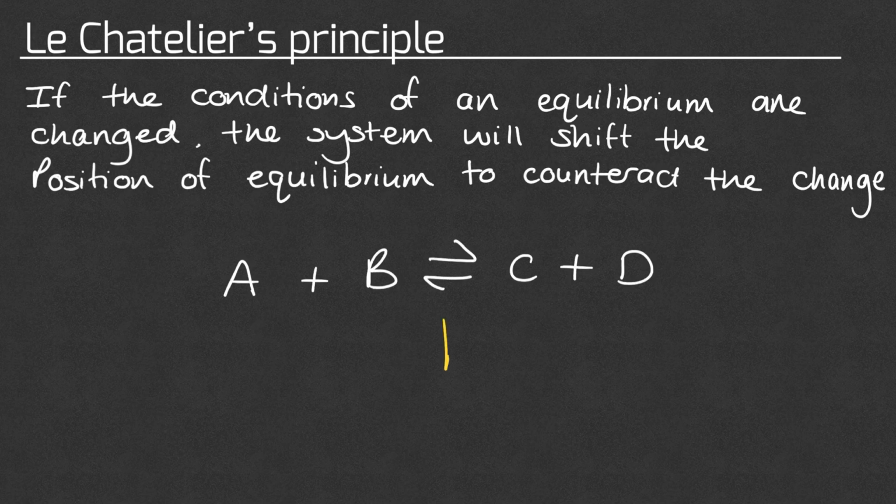So for our general equilibrium again, A and B making C and D, let's just say the position of equilibrium at the moment is in the middle. If we say the position of equilibrium shifts to the left, this means we're going to make more of everything on the left-hand side of the equation. So if we say we shift the equilibrium to the left, that means we're making more A and B, and we're going to make less C and D. If we say we're shifting the position of equilibrium to the right, what that means is we're increasing the amount of C and D that we make, and we're decreasing the amount of A and B that we make.